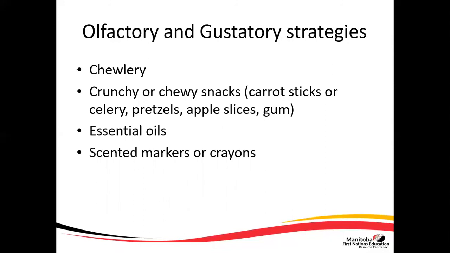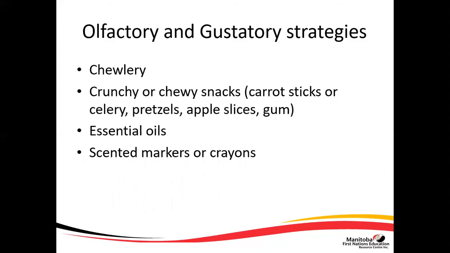Okay, and then olfactory is our scent and gustatory is our taste. So for students that just seem to want to put everything in their mouth, we can use jewelry, so that's jewelry for students that has been specifically designed to be chewed on. And then you can also use crunchy or chewy snacks. So use carrot sticks or celery, pretzels, apple slices, gum if it's safe and there's not choking hazards.